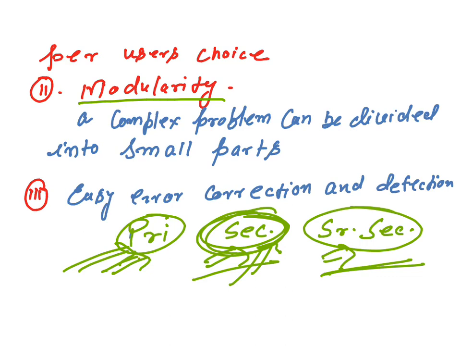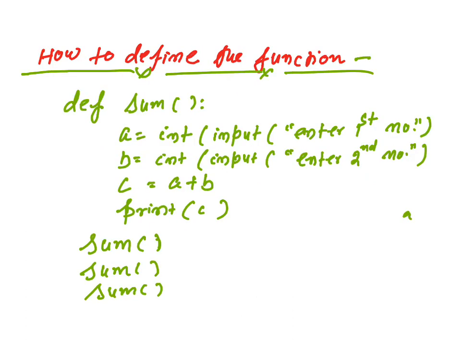So when we are thinking about the function, the first thing we should keep in mind is that a function is simply dividing a complex problem into small parts, and each and every part will be designed separately as per the requirement of the user. Now, how will we define the function? Here we are discussing a simple example. I'll explain how you will write a function.